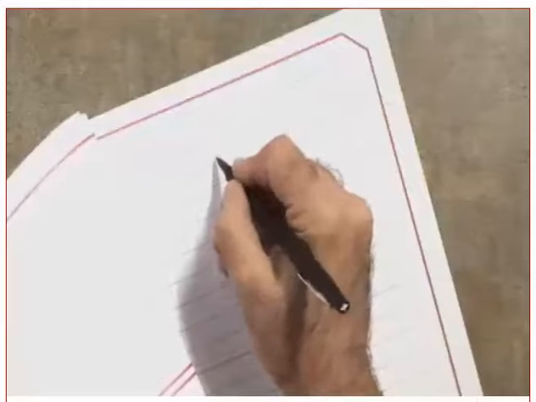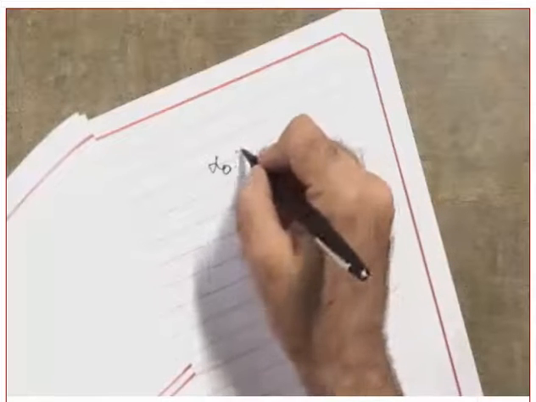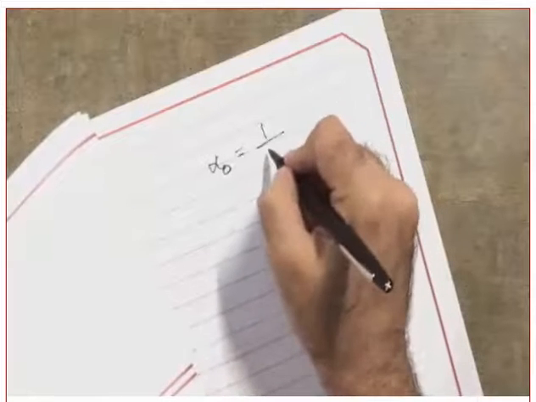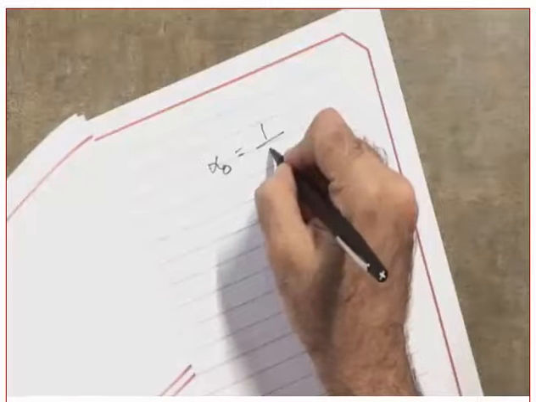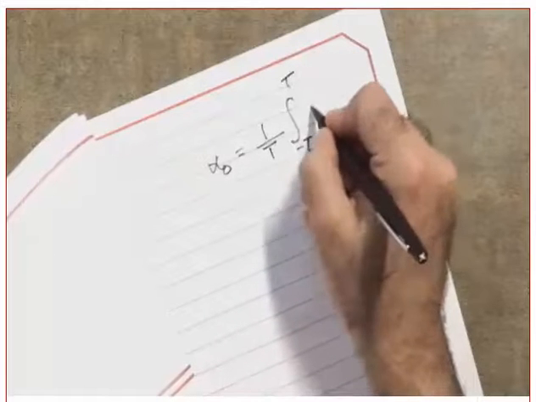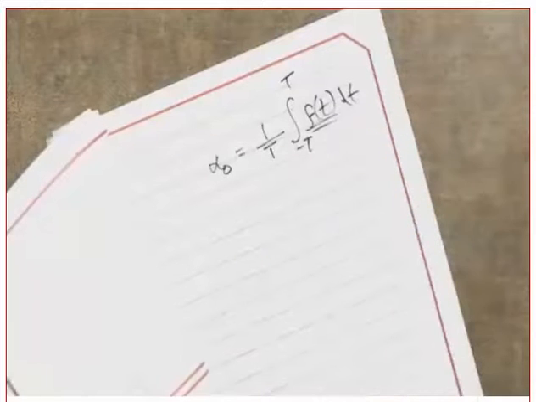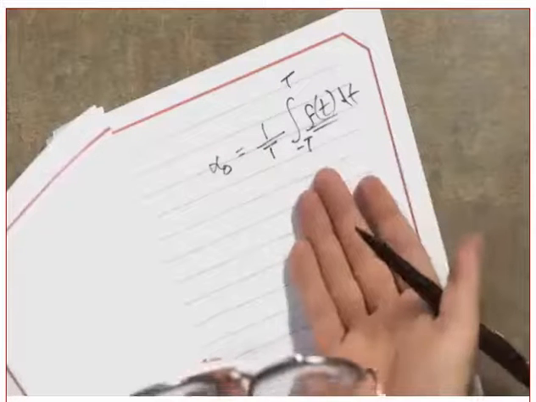For the example, for the DC, I don't know what we called it. We called it alpha sub 0, for example. What is it? It's 1 over the period, T, integral from minus T to T of F of T dt. What is this F of T? The periodic signal. Yes? Does this ring a bell?